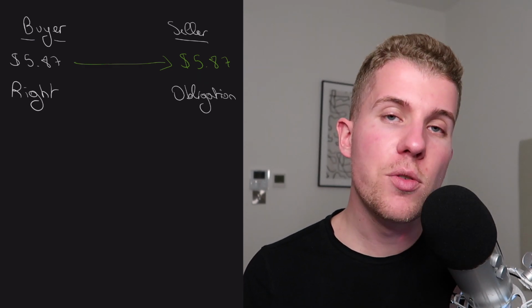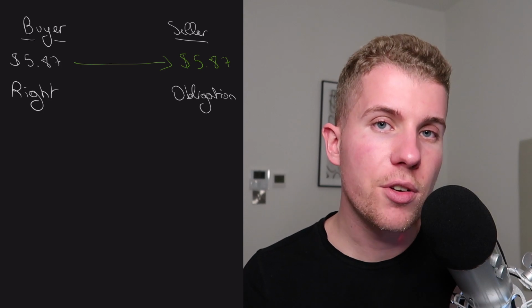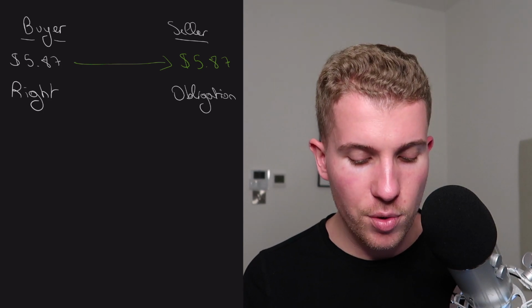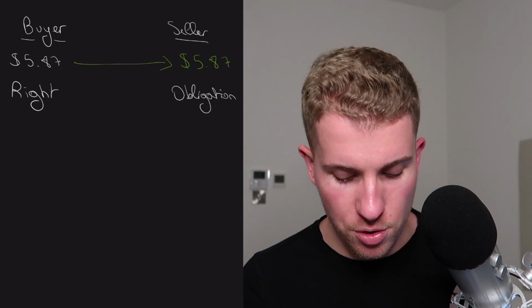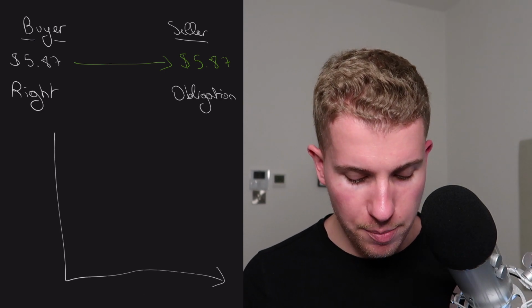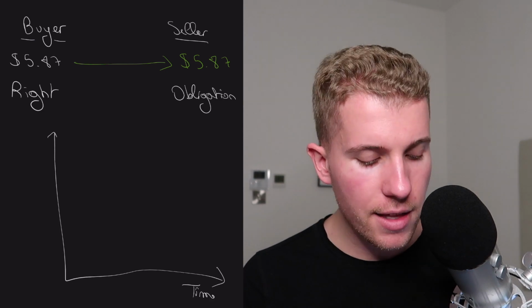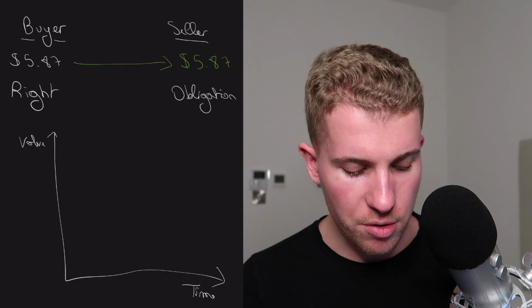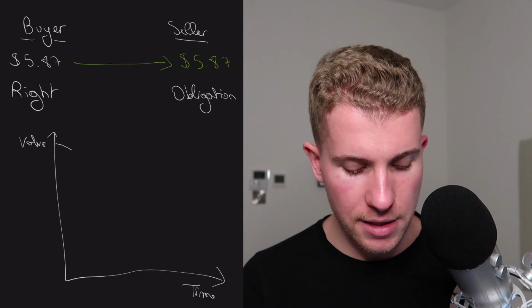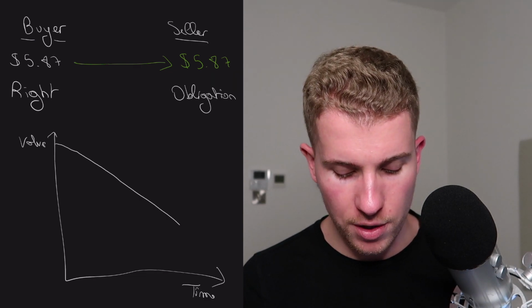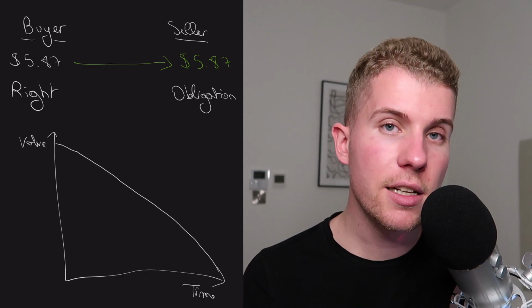Because of that, when you're buying an option, you have time working against you. Literally, if we put the value of an option in a graph, with time on one axis and the value of the option on the other, you would see the value of the option falling and falling and falling over time until expiration.